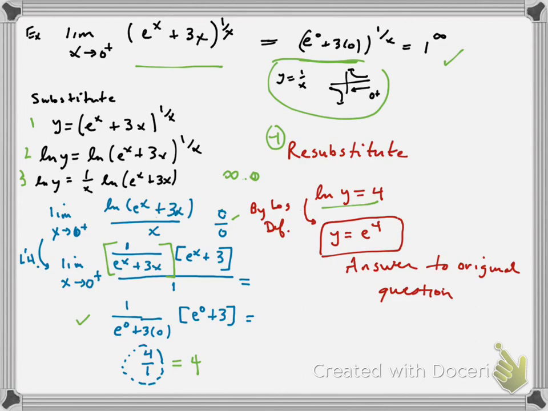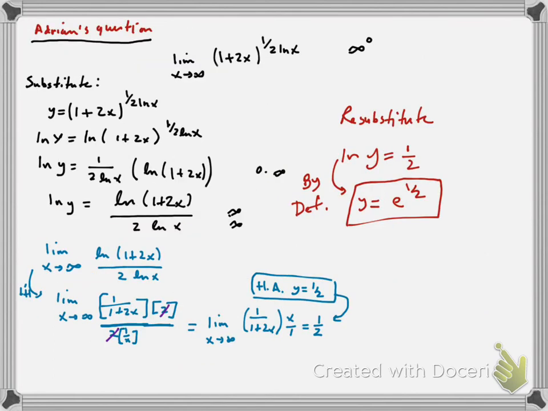And then I get... actually I think the resubstitute is the 5th step. The actual finding is the 4th step. But I resubstitute by definition of a logarithm. I know that y is equal to e to the 4th power, and there's the answer to the original question. So these are examples that I have in my set of examples that my wife doesn't use that I wanted to make sure I included.